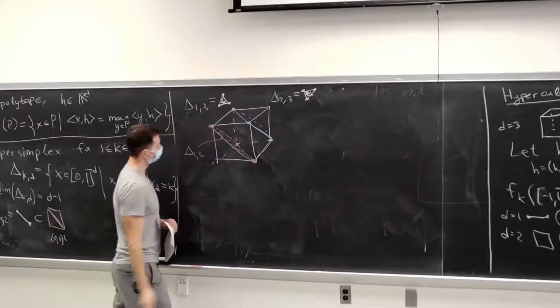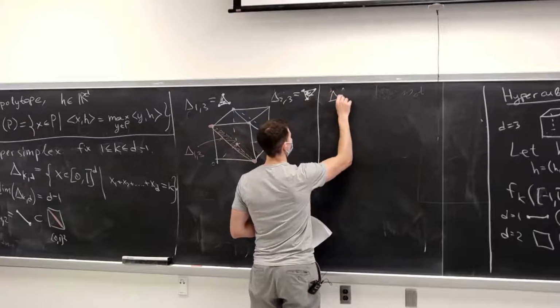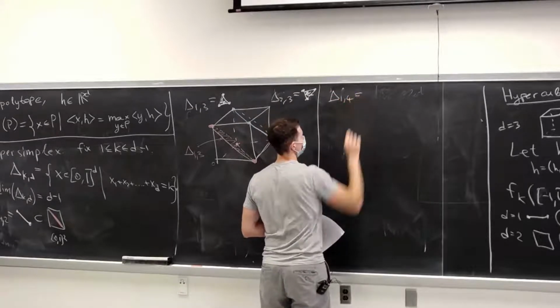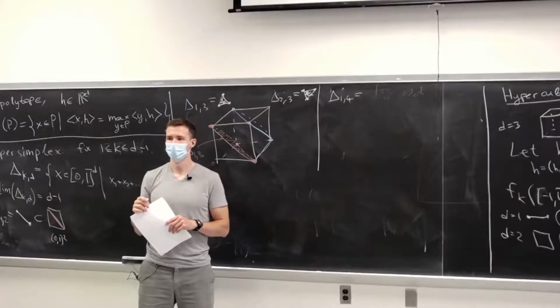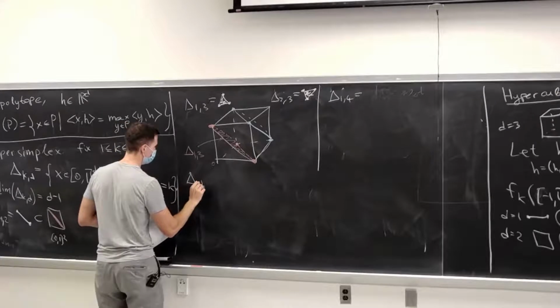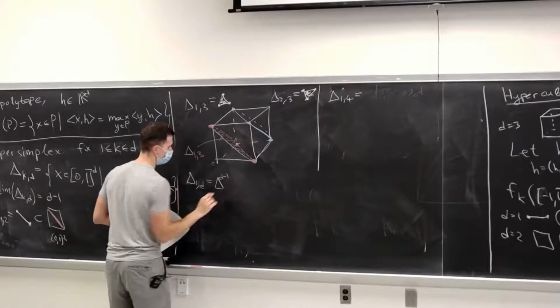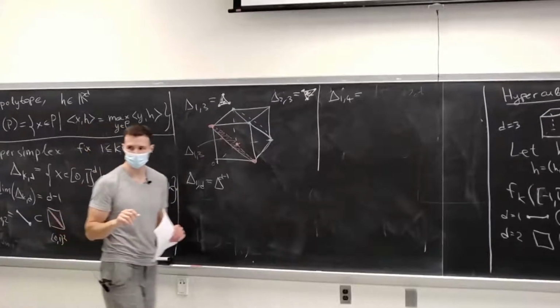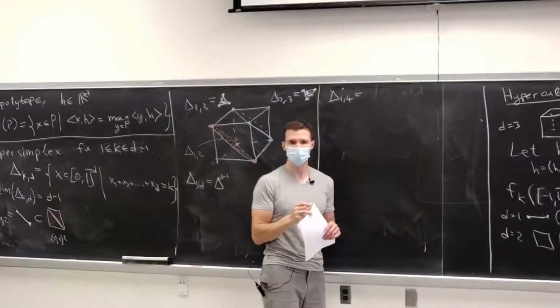And can we try delta 1, 4? Okay, nice. Delta 1, d is just by definition the d-1 dimensional simplex. In this case, it's going to be what? Tetrahedron.